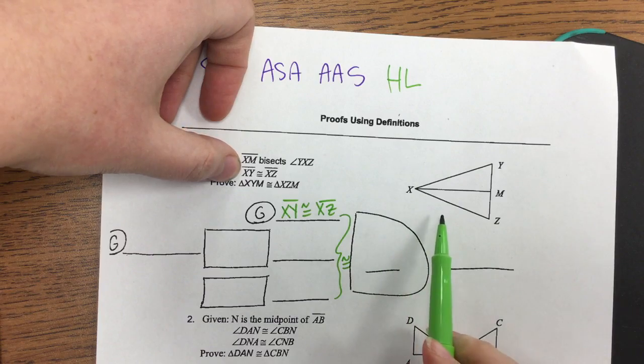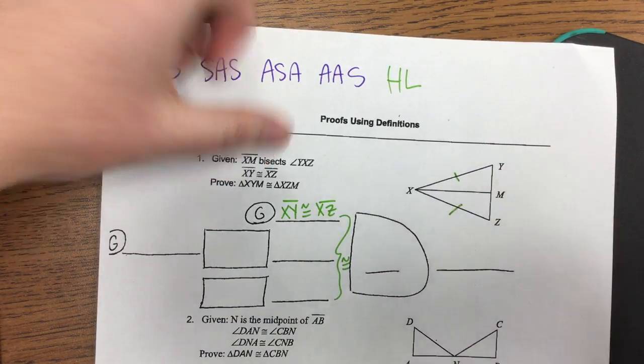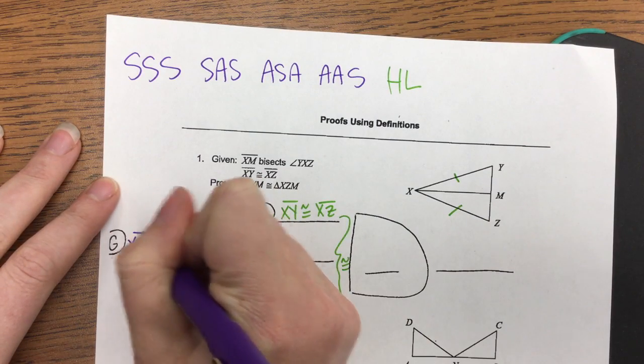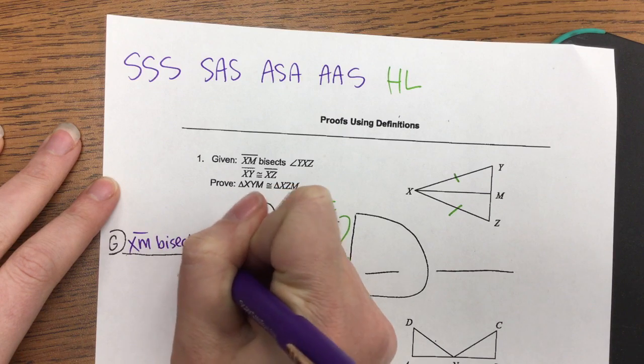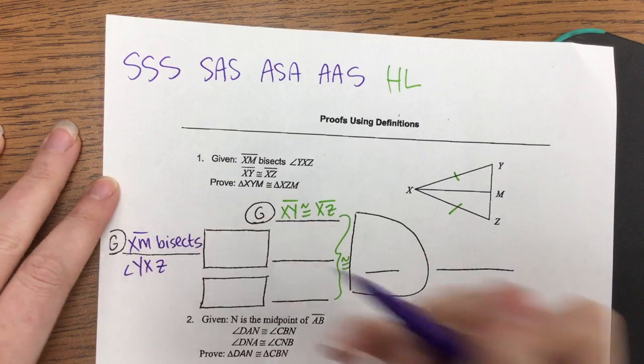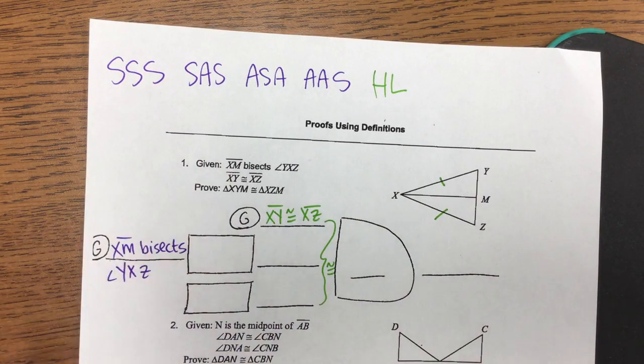And I'm going to mark that right away in green. So I've got XY and then XZ. All right, so then in purple, I'm going to put bisects YXZ. And this is where that marking worksheet really came into play, because now I'm bisecting this angle, YXZ.